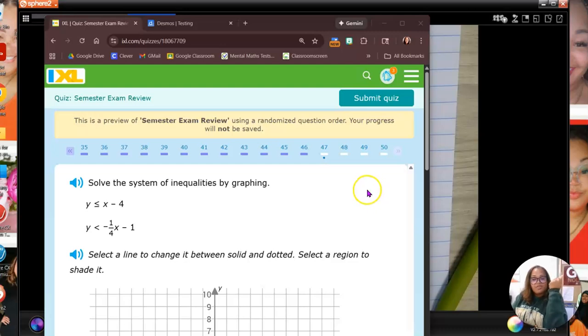It's only been 50 questions. Okay, 47. Solve the system of inequalities by graphing. So what must I start with here? My y-intercept, which is -4.